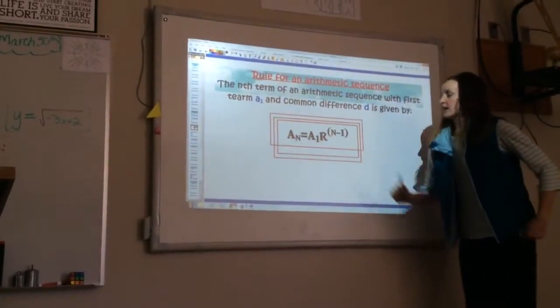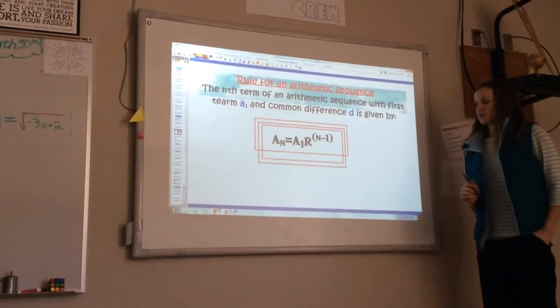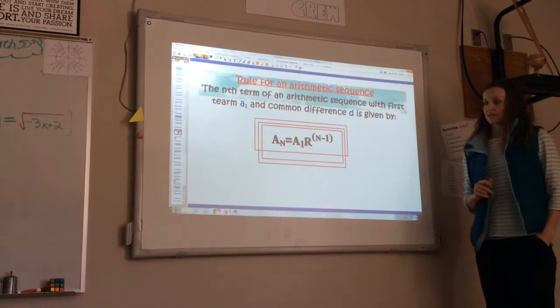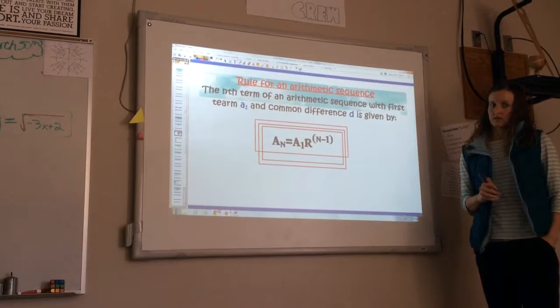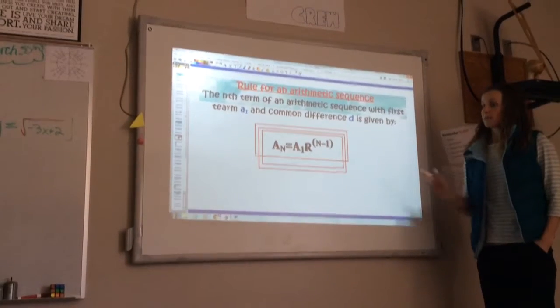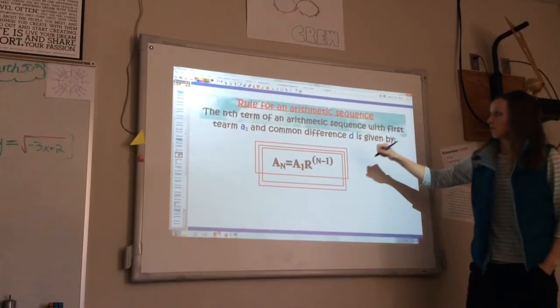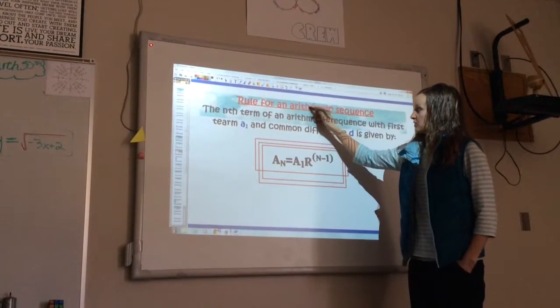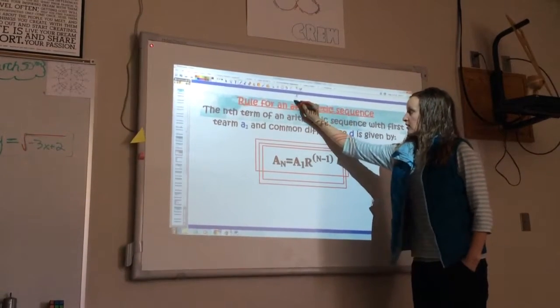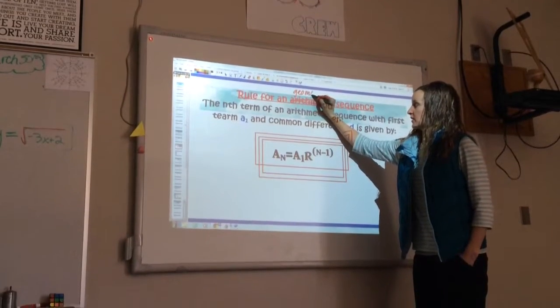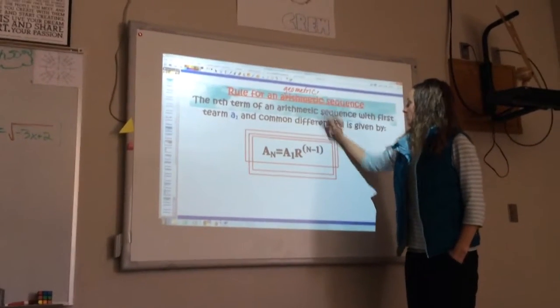Okay, so let's keep going then. Please write down this rule, okay? You already have it on your orange sheet, but you might want to write it in your notebook as well. The rule for our, oh boy, big typo here. What should this be? Geometric. Thank you. Geometric.